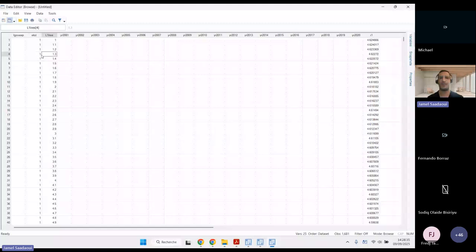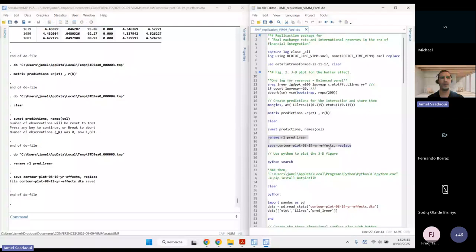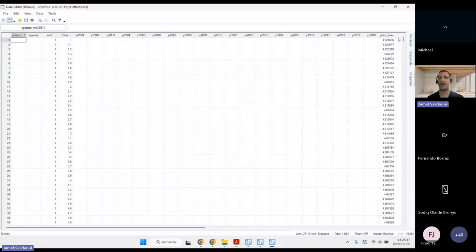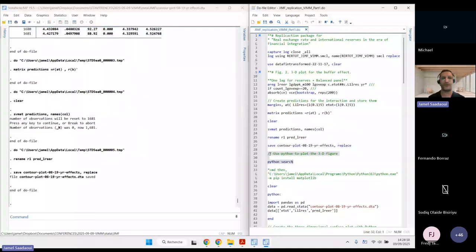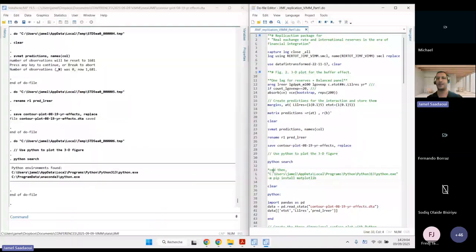So you have this variable here. Now what we are going to do is use Python, because you cannot directly make a 3D plot in Stata. First, you search for Python. I have two Pythons: I have Anaconda and I have Python directly installed. If you don't have it installed, you have to install it.